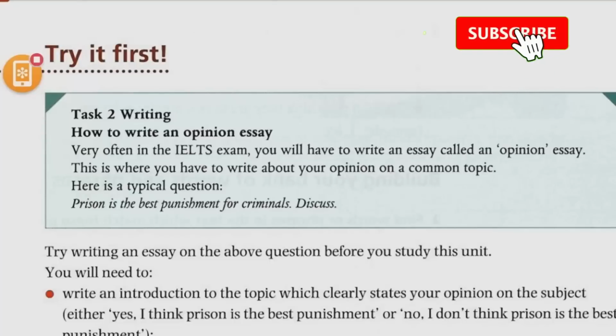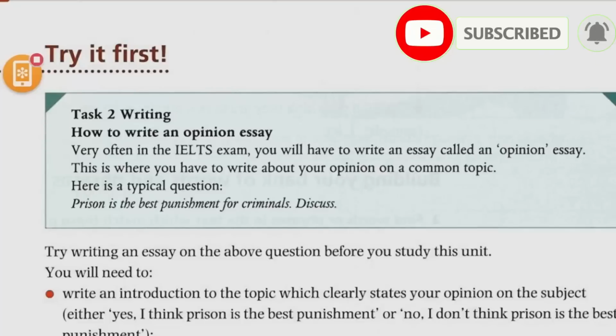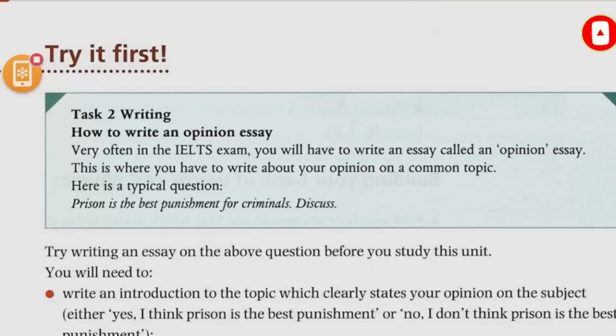In an opinion essay, they never say discuss. They say, number 1, how far do you agree or disagree with this statement? Number 2, to what extent do you agree or disagree with this statement? Or number 3, what is your opinion, or what do you think? And there is another sentence they write commonly: do the advantages outweigh disadvantages? So whenever they use any of these statements where they are asking you for your opinion, it means you have to write an opinion essay.